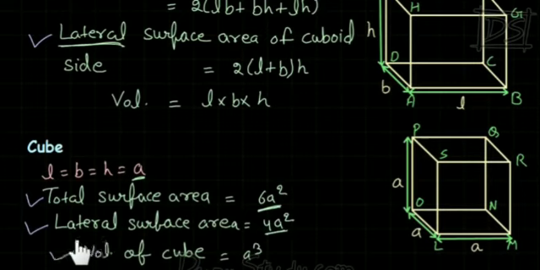Now we have done with our cuboid and cube. In that we have completed total surface area, lateral surface area and the volume of a cube. Now cylinder.